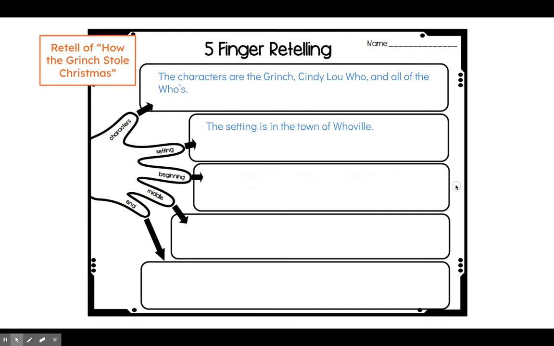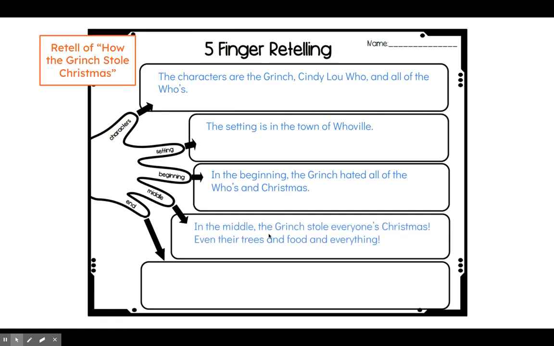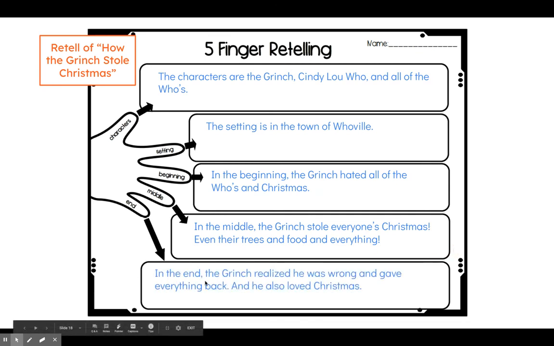For the beginning, I said, in the beginning, the Grinch hated all of the Whos and Christmas. In the middle, the Grinch stole everyone's Christmas, even their trees and food and everything. And in the end, the Grinch realized he was wrong and gave everything back. And he also loved Christmas. So notice, I wrote two sentences for the middle and the end, but you only need one sentence for each.